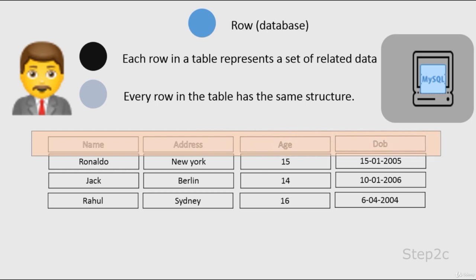In each row, if you store the data in a tabular manner, each row will represent a set of data. Each row contains the same structure. Say if you take the rows, we have name, address, age and date of birth. And for each student, we have all this information, and we could say each row represents a unique entity.